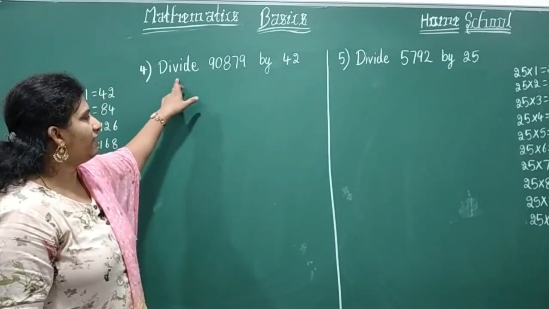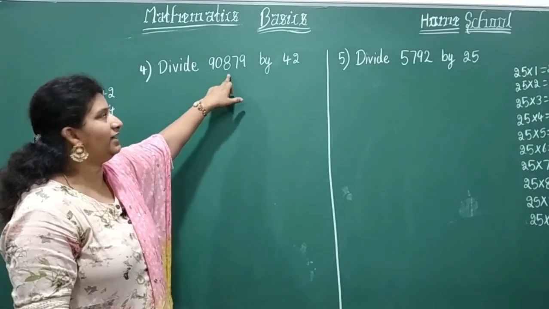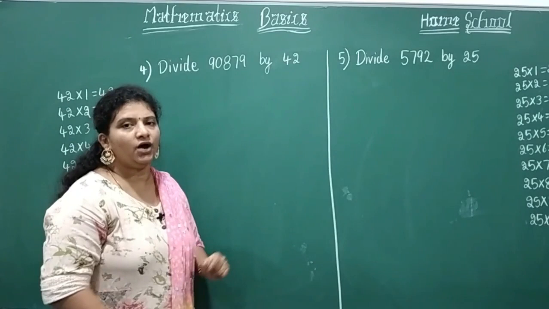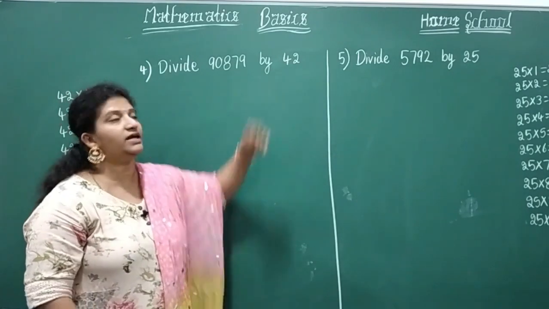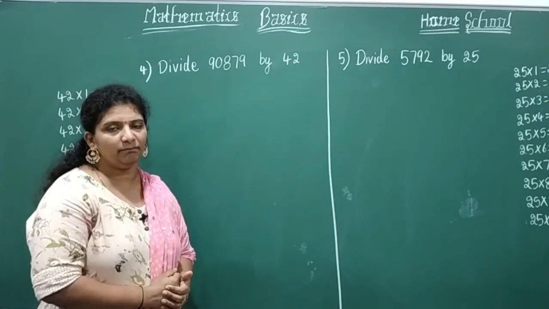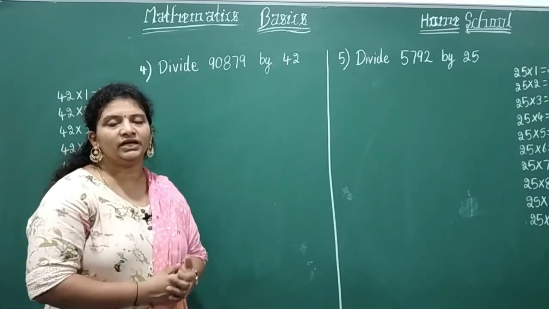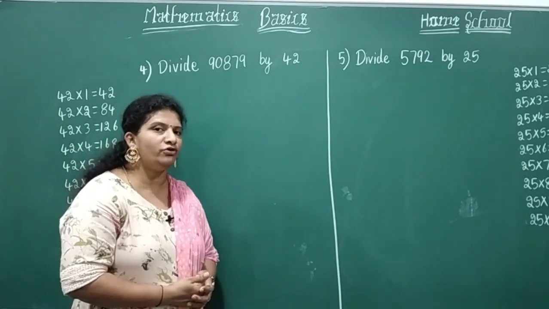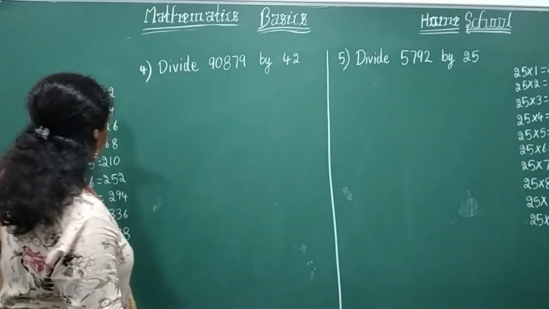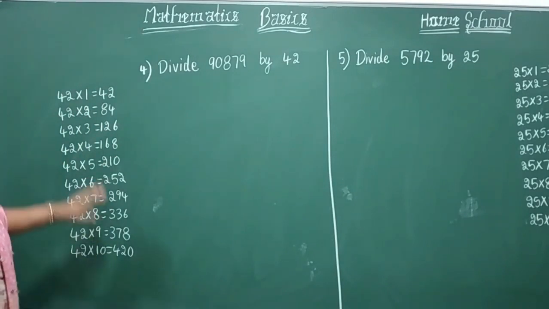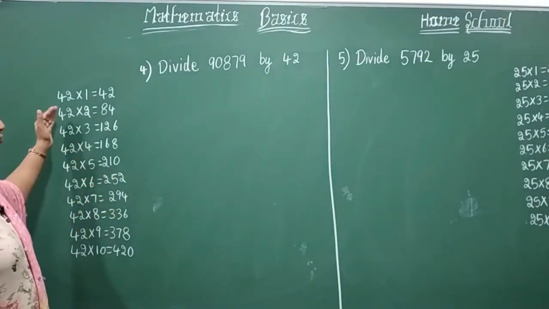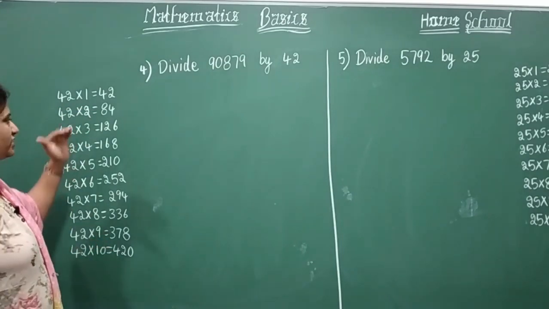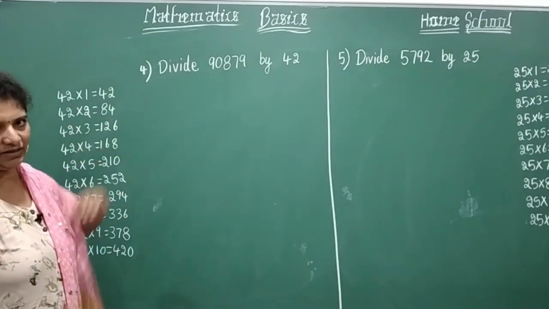Look here, divide 90,879 by 42. Okay, how do you do this division? It's not a single digit, it is a double digit number. So it is a 2-digit number, we can't learn all those tables. So for that purpose, there is an easy way of doing division. So just write this table. You can multiply and write 42 ones, 42 twos, 42 threes, like this. Okay, so then we can take the number we need for the division here.